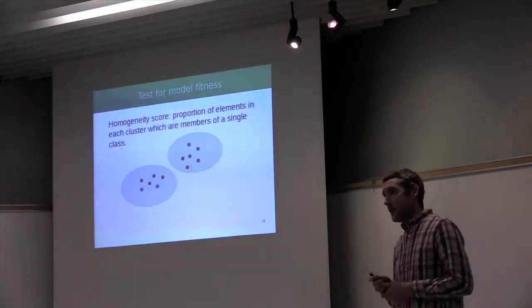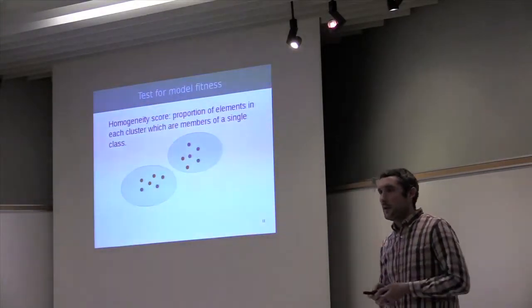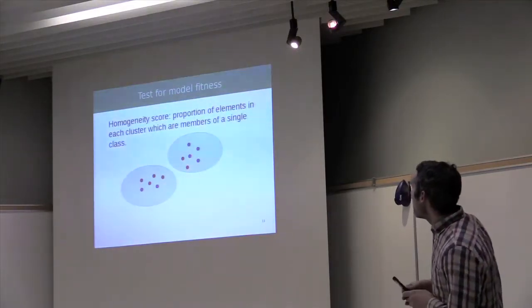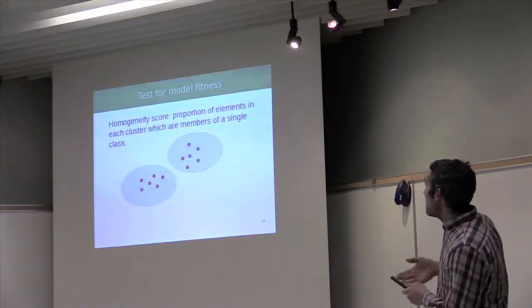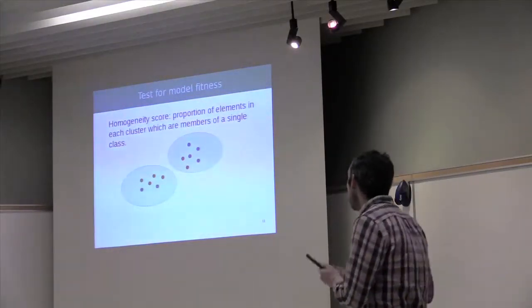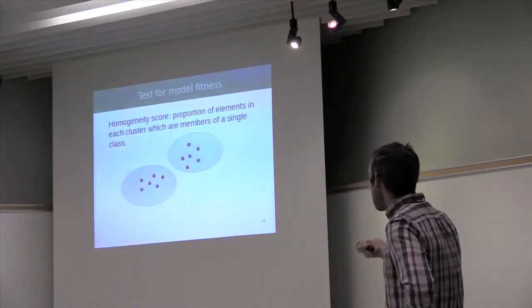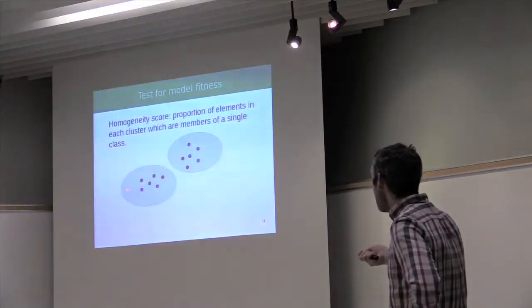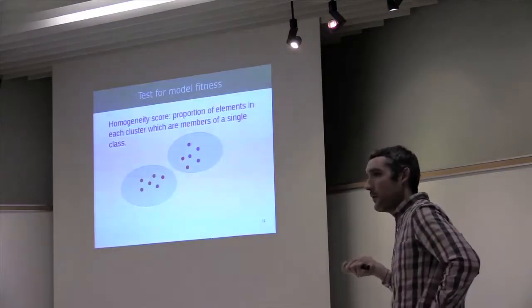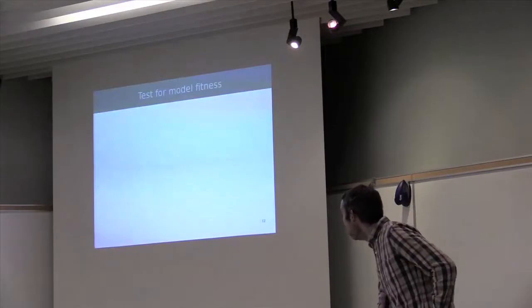So to test whether this model is any good or not, and compare it against existing implementations of the algorithms I showed you, I employed a test for clustering called homogeneity. Now, homogeneity is just the proportion of elements in each cluster which are members of a single class. So in this kind of toy example, you've got these two clusters. Each has four dots of one color, two of another, so they both have homogeneity two thirds. So you just average that.